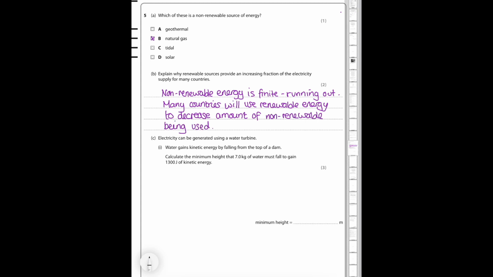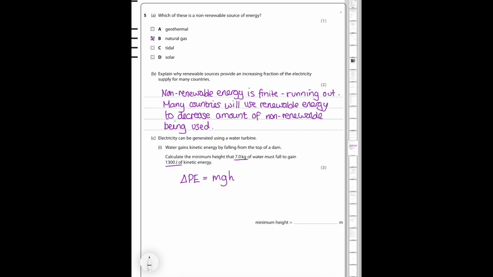Then for part C, electricity can be generated using a water turbine. Water gains kinetic energy by falling from the top of a dam. Calculate the minimum height that 7 kilograms of water must fall to gain 1,300 joules of kinetic energy. So therefore, the kinetic energy is coming from the gravitational potential energy. So the gravitational potential energy change is mass times gravity times height.